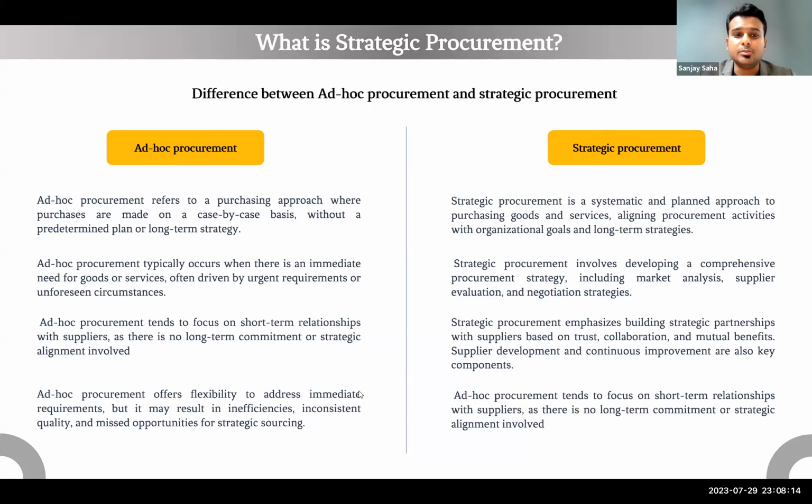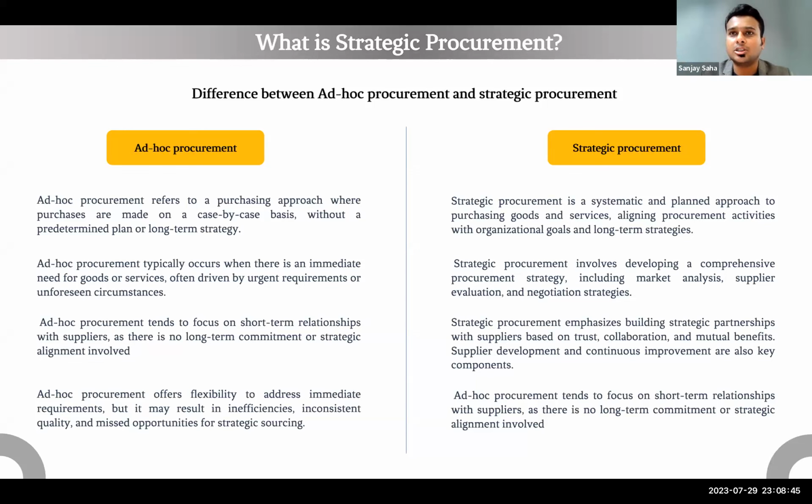I won't read everything, but ad hoc procurement simply means, like I said, you go to a supermarket and you buy something. So one day you need something and you go and buy it. So that's ad hoc. You can also call it emergency procurement in some cases. But strategic procurement is a more systematic and planned approach. Ad hoc procurement typically occurs when there's an immediate need. Like I said, it may also be called an emergency or an urgent procurement. We generally call them emergency purchases rather than procurement.